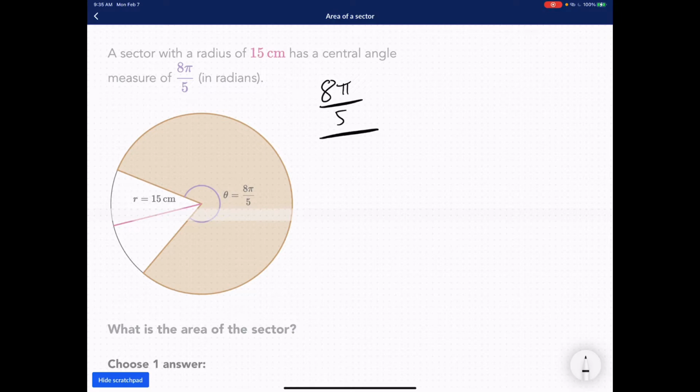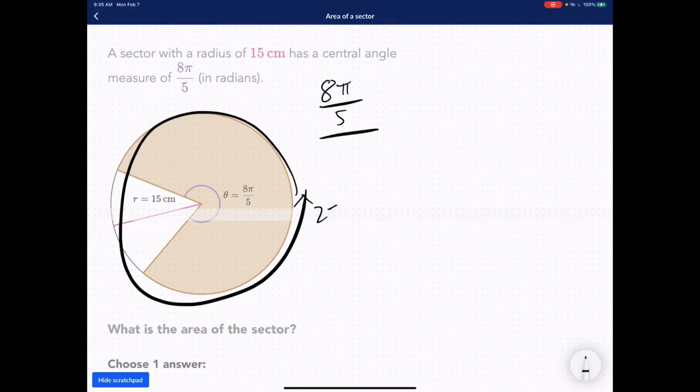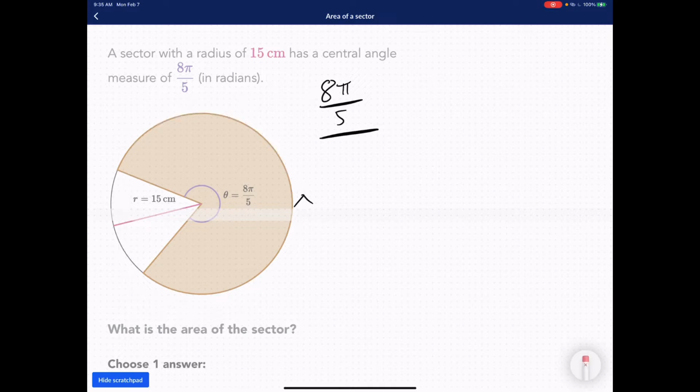The entire circle, in terms of radians, is 2 pi. So we're trying to find what part 8 pi over 5 is of the whole, which is 2 pi. Let's go ahead and solve for this, and it will help us simplify the problem.